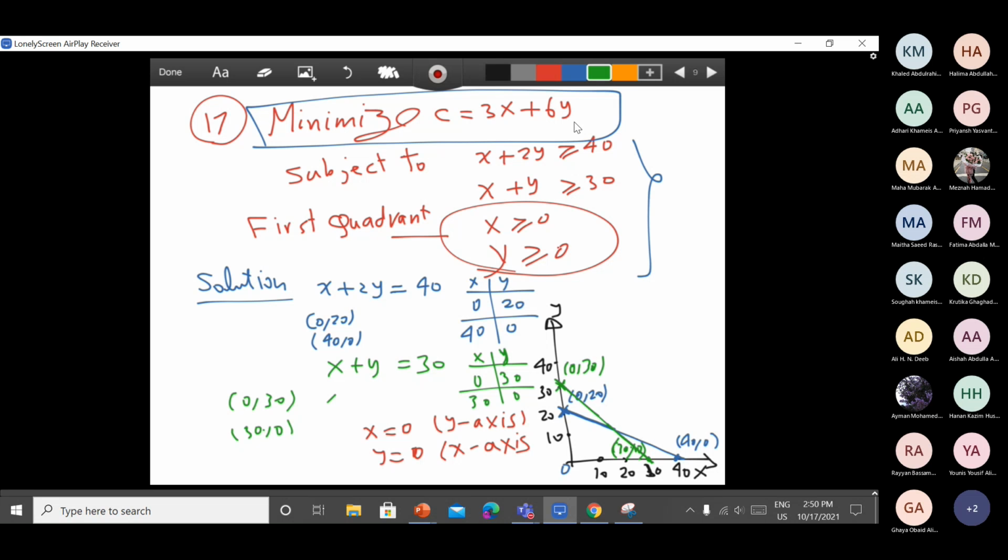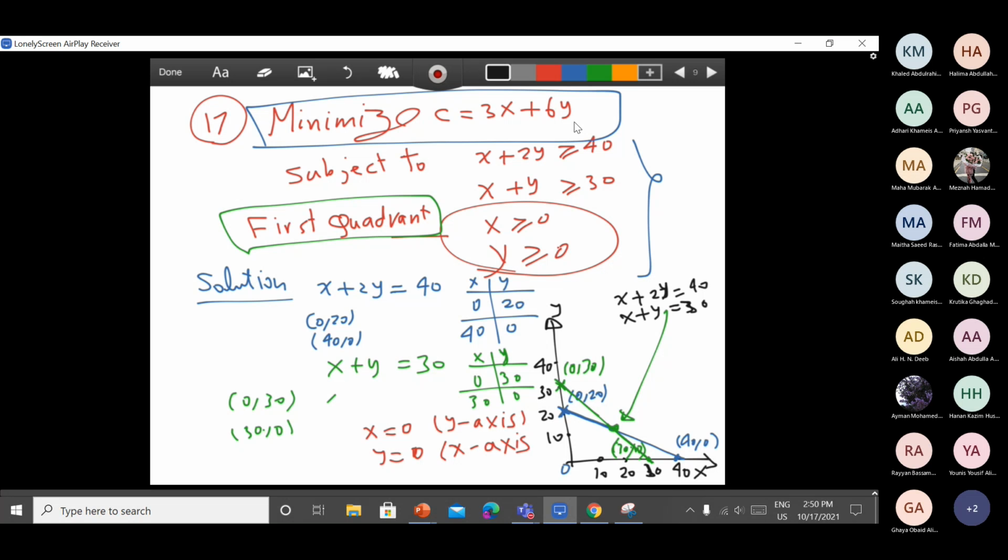Okay, why I don't go and exceed the negative values for X and Y? Because I have X positive, Y positive, I have only first quadrant, right? So I have to get the intersection point here. How to find this intersection point? I have to solve the two equations. What are the two equations? X plus 2y equal to 40. And the other one, X plus y equal to 30.